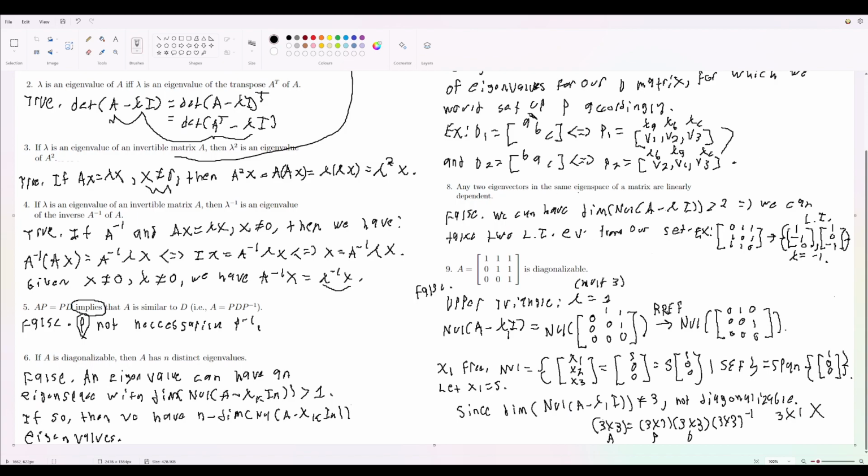Any two eigenvectors in the same eigenspace of a matrix are linearly dependent. This is false. We can have dim null space of A minus lambda I greater than or equal to 2, which implies that we can take two linearly independent eigenvectors from our set. I give a case here. Suppose we have this matrix over here. Once we do null of A minus lambda I after finding the determinant to find our eigenvalue, and then sub that back in, we get an eigenspace with two eigenvectors over here. We can see that these are linearly independent, as we cannot take any scalar multiple of this or this to get the other piece.